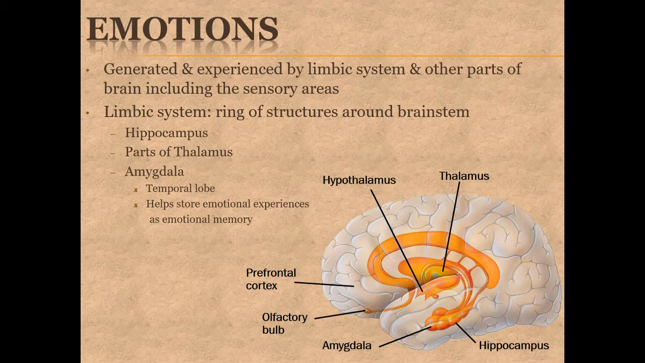So, emotions. These are generated and experienced by the limbic system and other parts of the brain, including the sensory areas. The limbic system is a ring of structures around the brainstem and includes the hippocampus, parts of the thalamus, and the amygdala, which is in the temporal lobe, and helps to store emotional experiences as emotional memories.